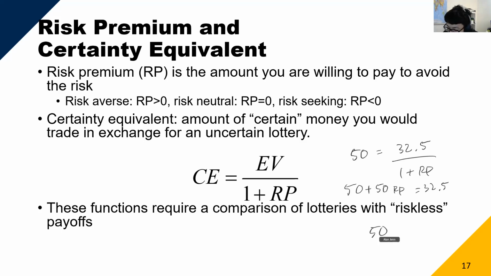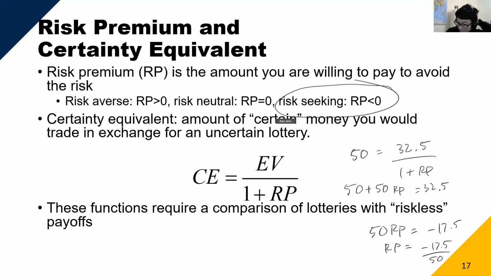Okay, so then 50 RP equals negative 17.5. I can do math. Your RP is equal to negative 17.5 over 50. You are a risk-seeking individual, right? Because we know that your risk premium is lower than zero. Yes. So you can see this is one way we can go about calculating risk premiums. And based on your risk premium, I can say that you are a risk seeker, right? Based on the fact that you'd rather flip a coin than take the certain outcome.